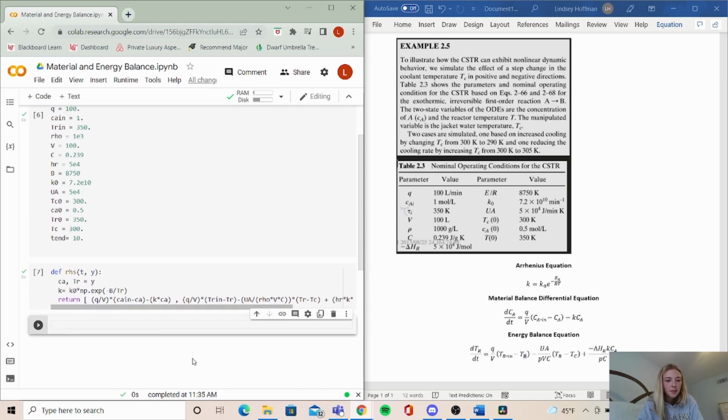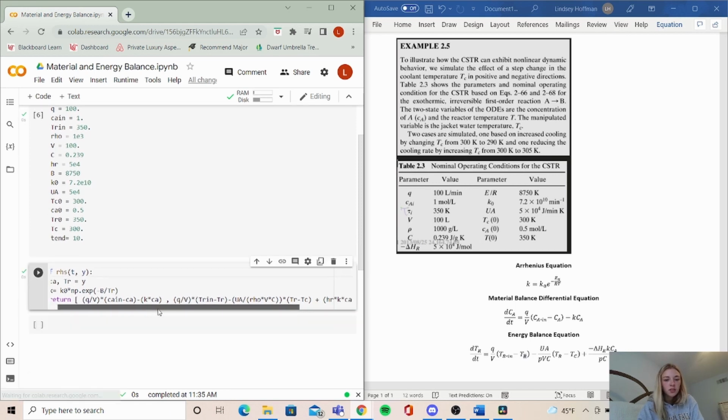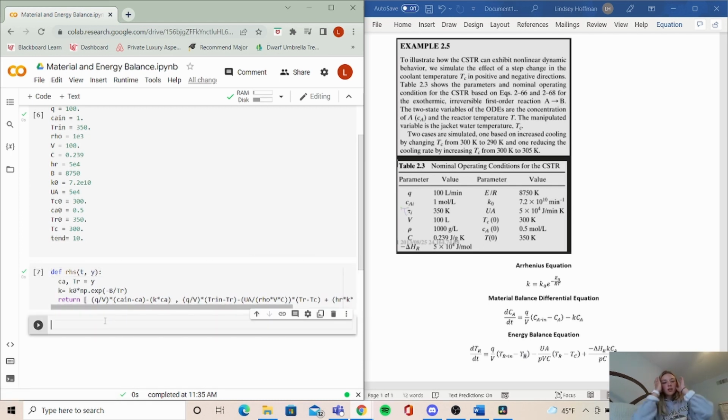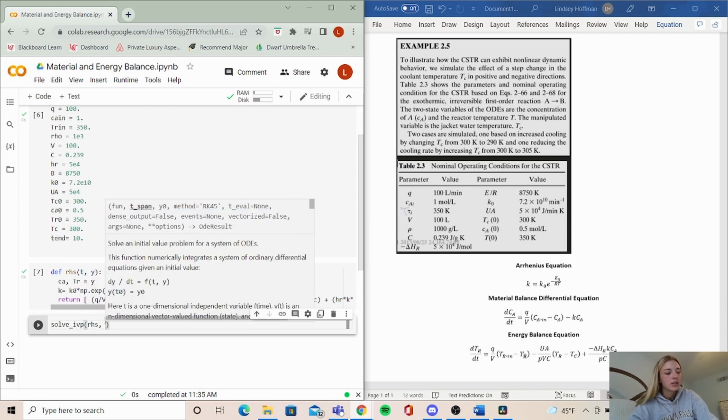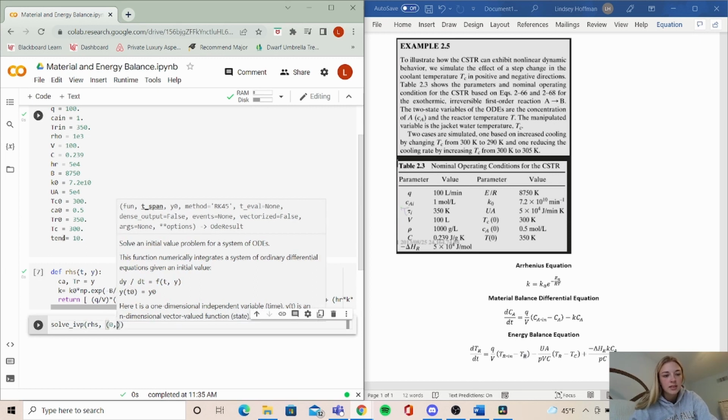So I've typed up our two differential equation right-hand side of our equations here, and it looks good. So now we can go ahead and use our solve IVP function. First thing we need is to define our function, which is going to be our right-hand side. We need our time span. So we have from 0, and I put a time end up here as 10 minutes. So we'll just type t end.